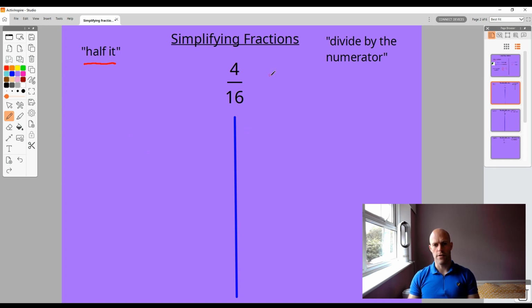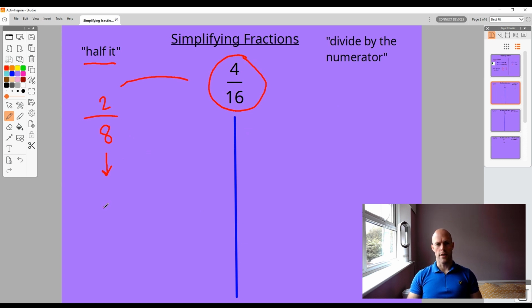So we have our starting fraction, 4/16. So that is 4 out of a possible 16 pieces. Whatever we're talking about is broken into 16 bits. That's our denominator. And we're talking about 4 of them currently. Now, if we're going to halve it, we would divide 4 by 2, leaving 2. And we divide 16 by 2, leaving 8. Great, that's fine.